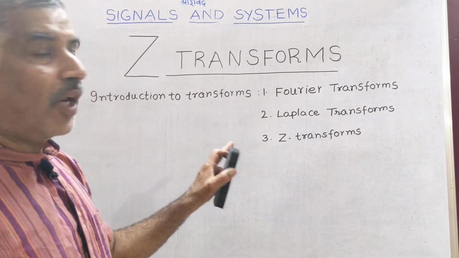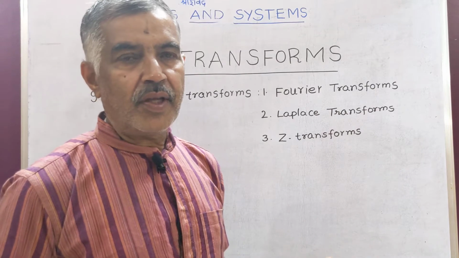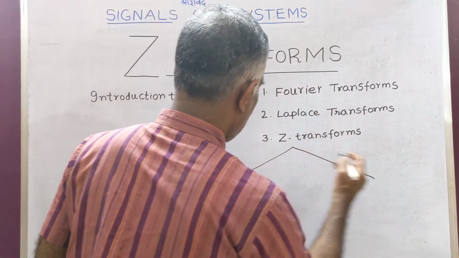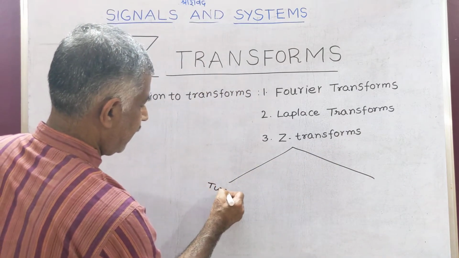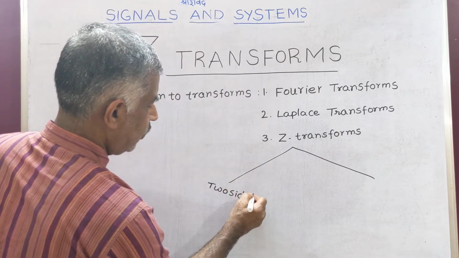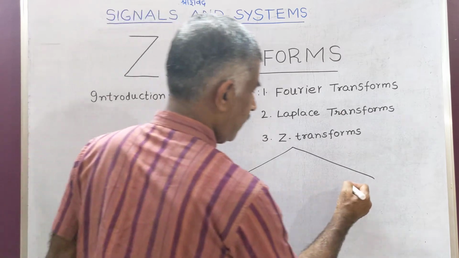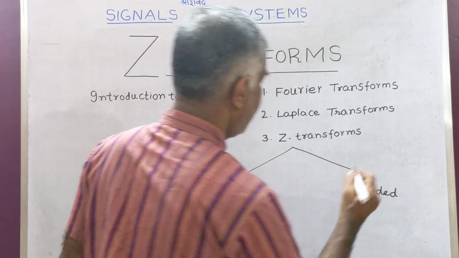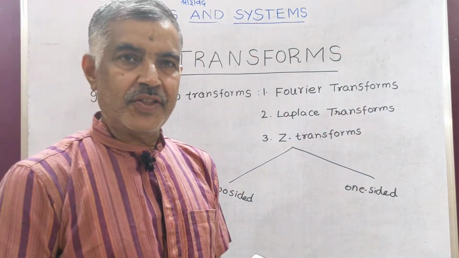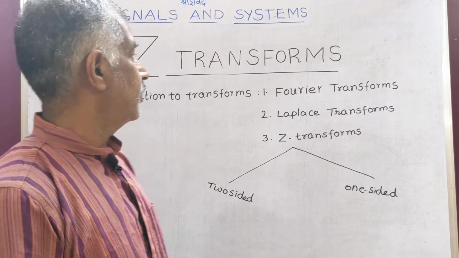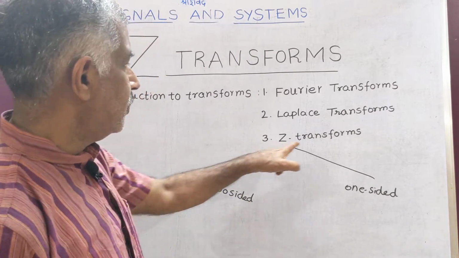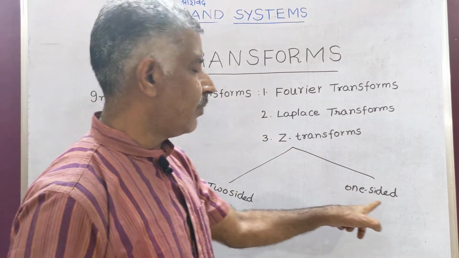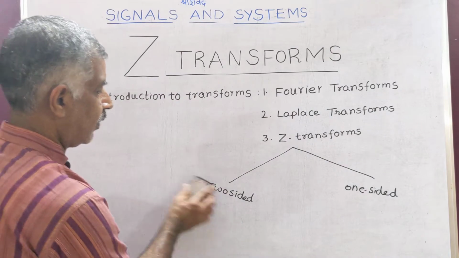We study Z transforms under two headings: two-sided Z transforms and one-sided Z transforms. I will take up Z transforms first, and afterwards I will take up Fourier transforms. So the Z transform is studied under the headings of two-sided and one-sided Z transforms.